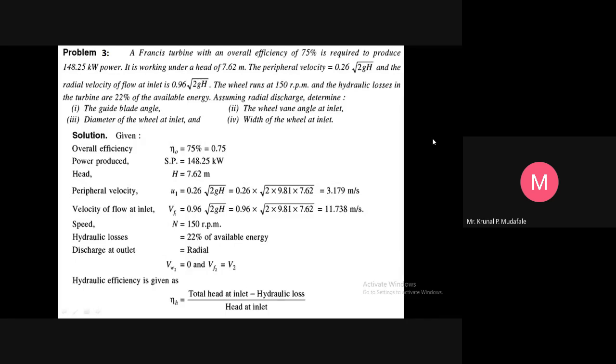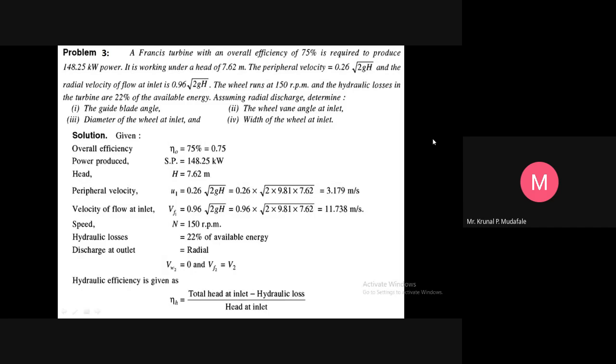148.25 kilowatt of power. How much power will be produced by that Francis turbine is given. Obviously, the output power is nothing but the shaft power. The overall efficiency is the shaft power upon water power. Shaft power is the output, and the water power is the input. How much water power is required to supply that turbine? That is called the input power. So the output power, called the shaft power, is 148.25 kilowatt.